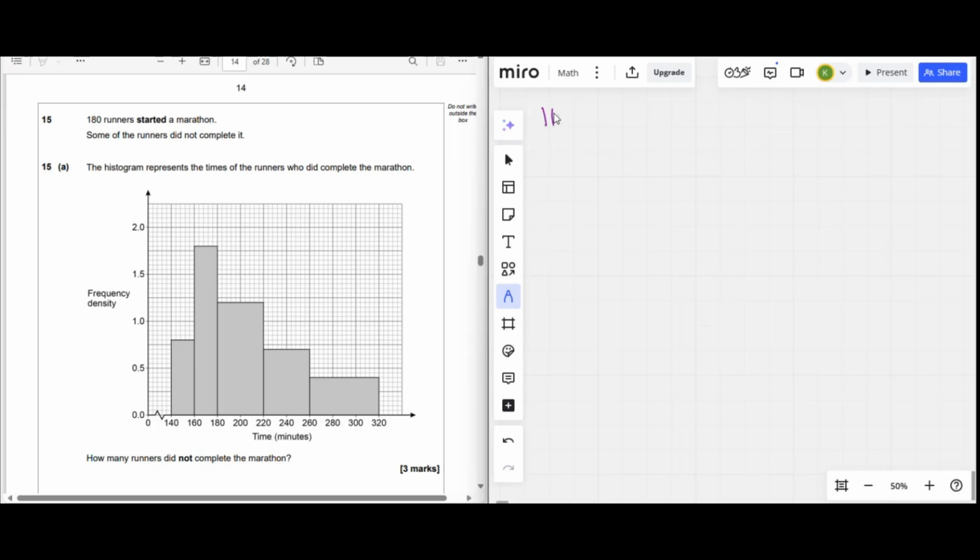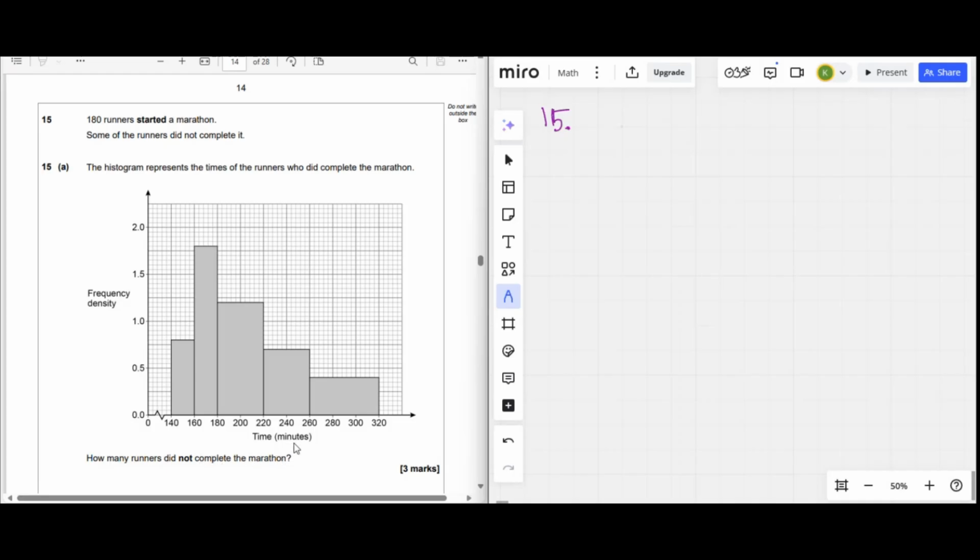$15. 180 runners started a marathon. Some of the runners did not complete it. The histogram represents the times of the runners who did complete the marathon, and we have the frequency density on this axis and time on that axis. How many runners did not complete the marathon?